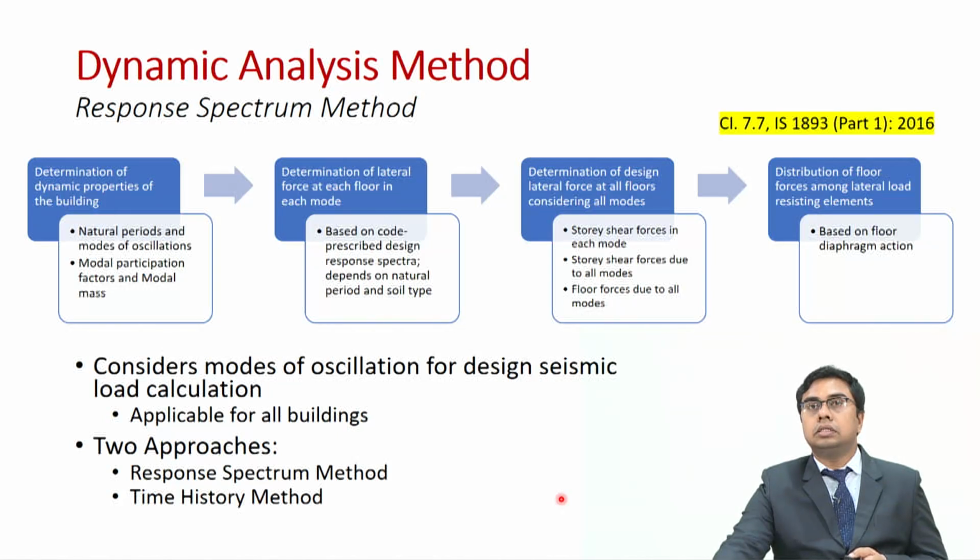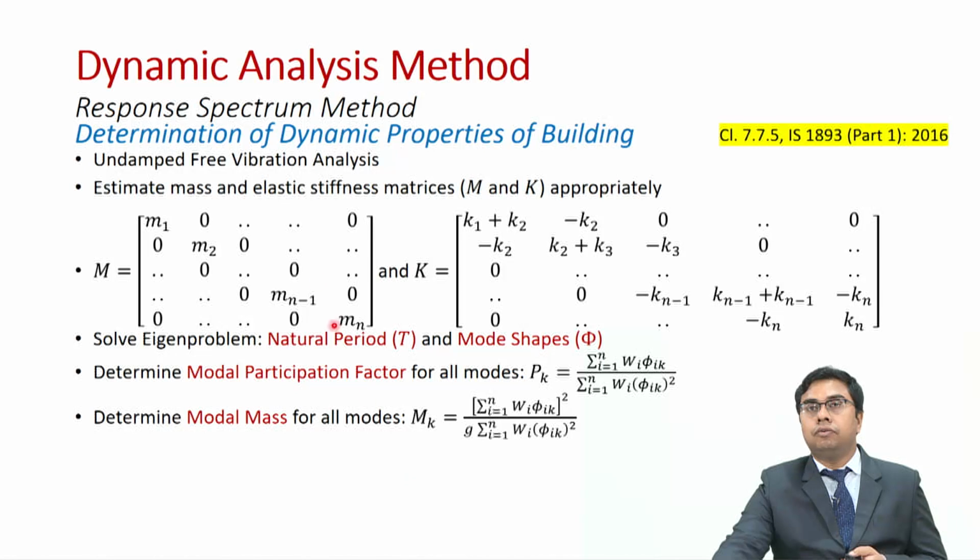So, now let us start our discussion further into the response spectrum method, in which upon conducting the undamped free vibration analysis we were able to obtain the mass and elastic stiffness matrices M and K appropriately. These are also listed over here. So, M1 and K1 represent the mass and the stiffness of the first floor level, that is, M1 is the seismic mass at the first floor level, K1 is the stiffness of the first story level, and so on.